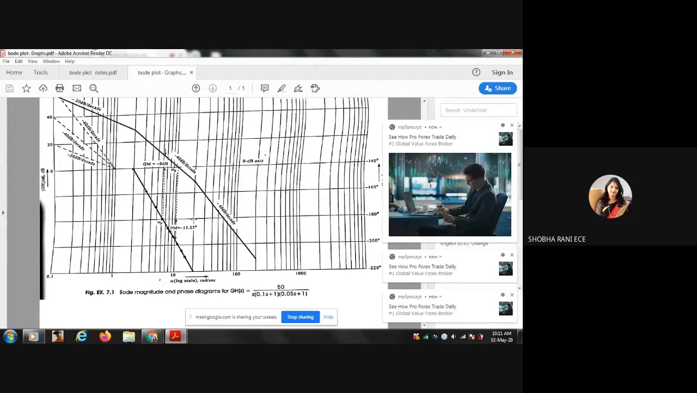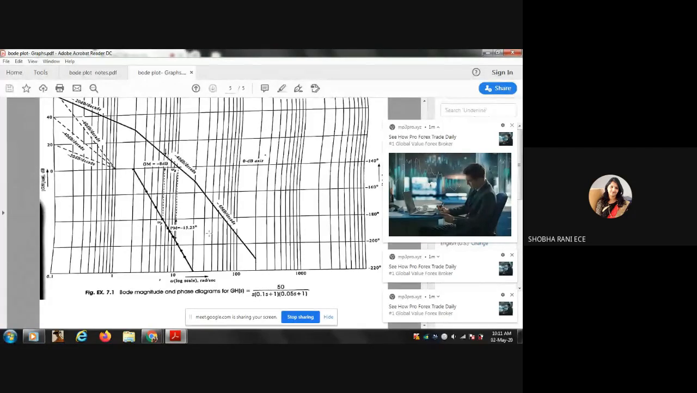So after you have measured all these things, the first very important thing, to check for the stability of the system, you have to see whether gain margin and phase margin both are positive. If both are positive, only then the system is stable. If one is positive and one is negative, then the system is marginally stable. If both are negative, the system is unstable.